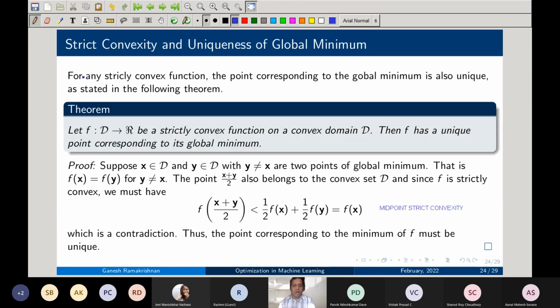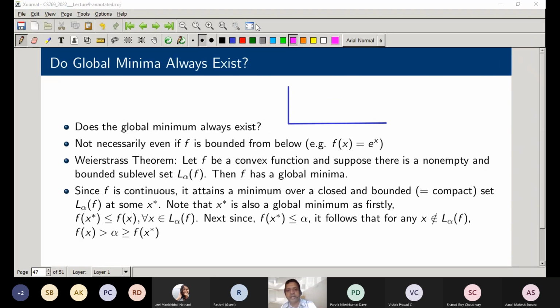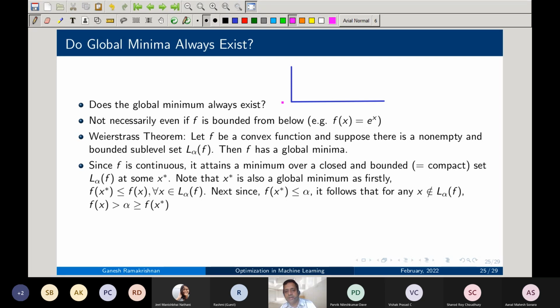Okay, so now that we have set up the context, do global minima always exist? Well, it's not even necessary if f is bounded from below. E raised to x is a classic case. The function of course tends to infinity on the right, but as x goes to minus infinity, it's tending to zero. It's bounded from below, but it doesn't achieve that lower bound.